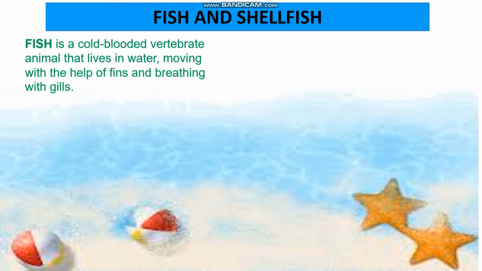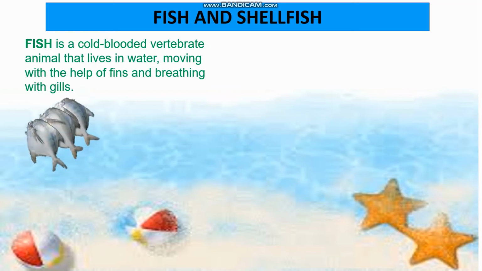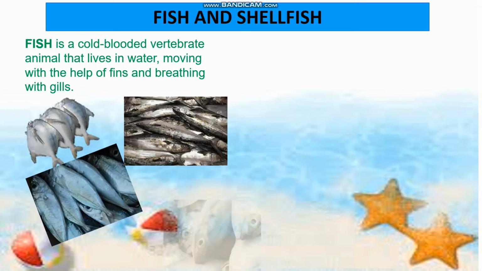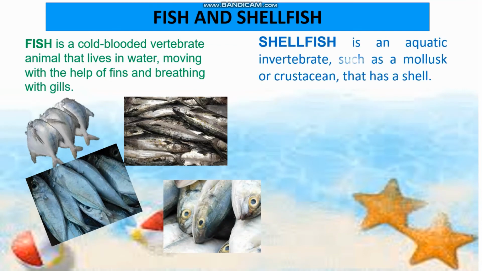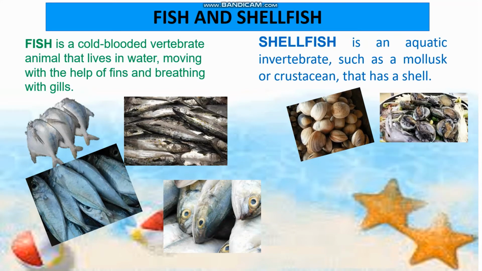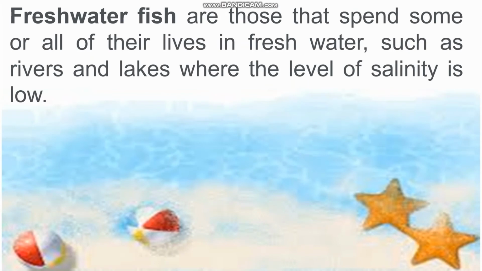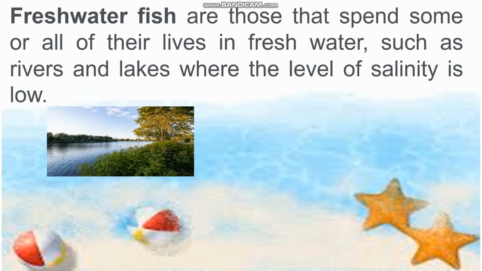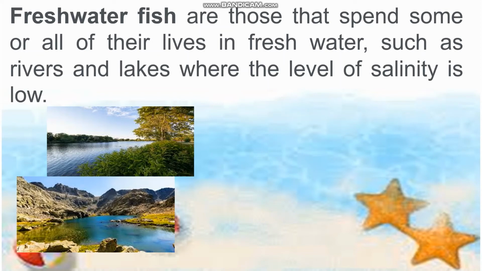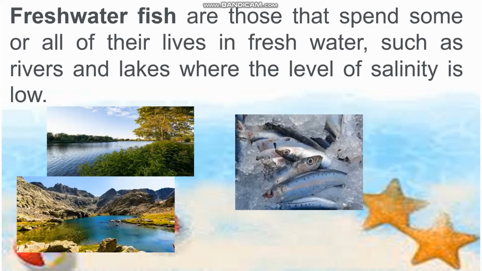Fish and shellfish. Fish is a cold-blooded vertebrate animal that lives in water, moving with the help of fins and breathing with gills. While shellfish is an aquatic invertebrate, such as mollusks or crustaceans, that has a shell. Freshwater fish are those that spend some or all of their lives in freshwater, such as rivers and lakes, where the level of salinity is low.